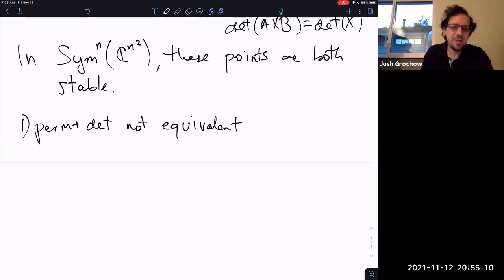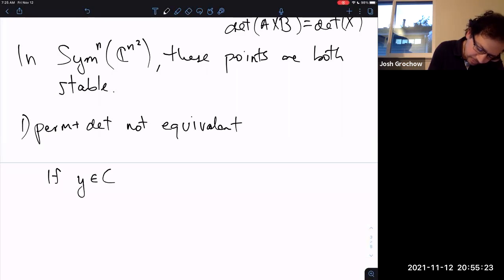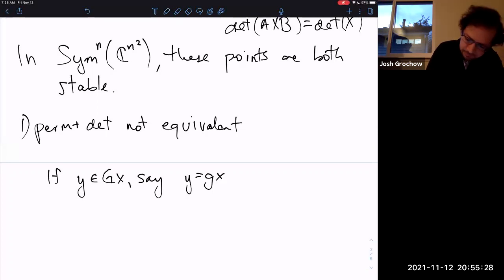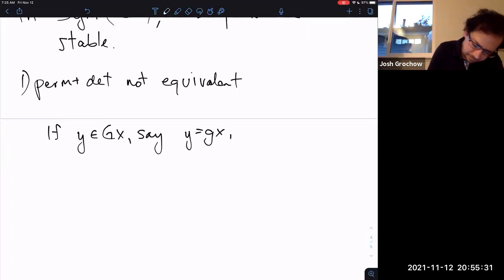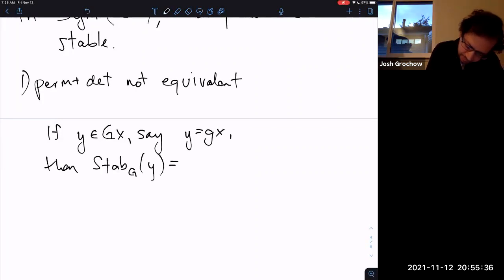Okay. And why am I telling you this? I mean, we kind of knew this, but I'm telling you this because the point is we can tell this entire story just in terms of their stabilizer groups. Okay, and the reason is if y is in the orbit of x, say y equals gx, then the stabilizer of y is, well, basically what you do, you undo g, so now you have x, you do the stabilizer of x, and then you redo g.